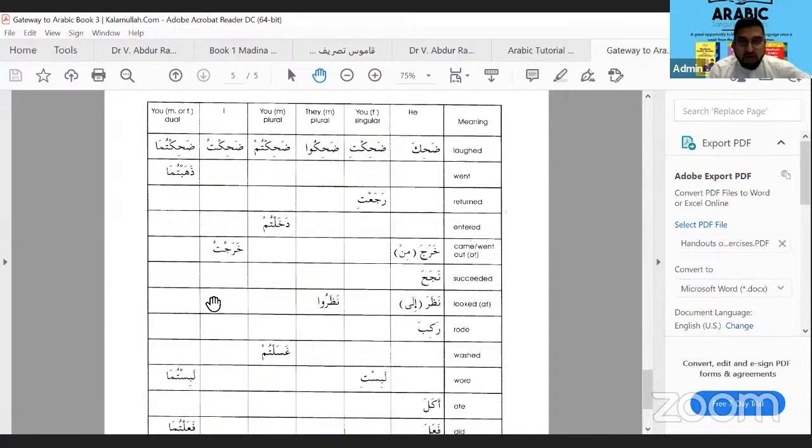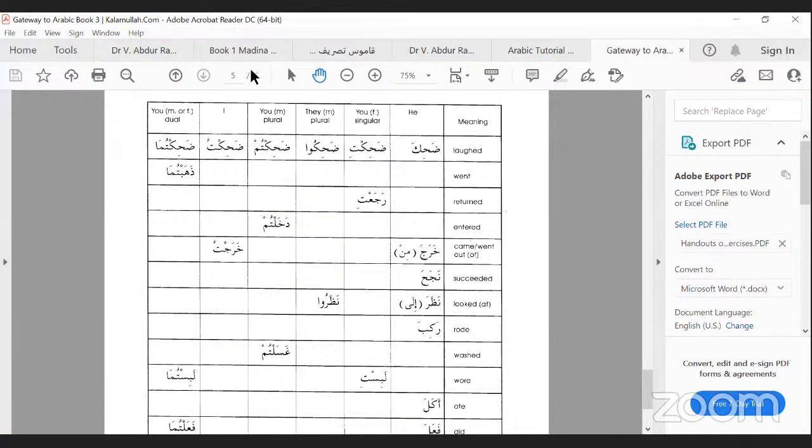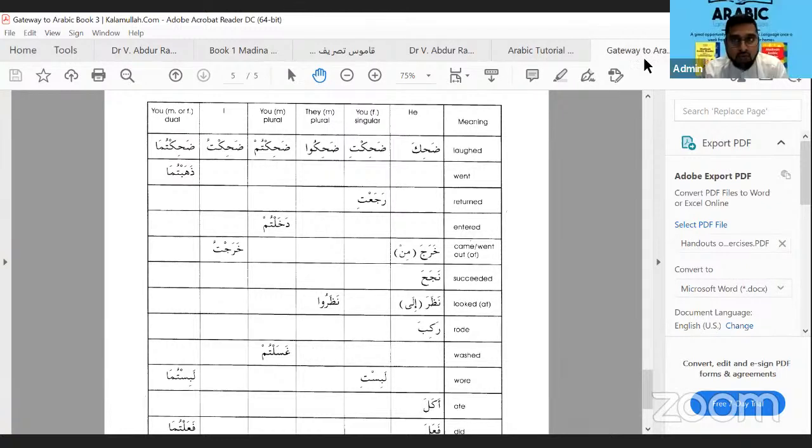Then I can start teaching you present tense, and then we will start the book. Once we've done the past tense and the present tense, we will start book number 3. We will use the Gateway to Arabic, book 3, not Medina Arabic. Inshallah, Medina Arabic book 2 we'll do afterwards. Because of your age group, I want you to have a good, easy way of learning Arabic, because book 2 is a bit challenging.